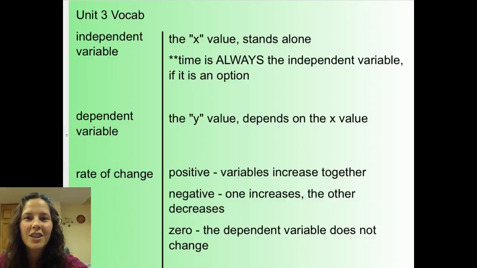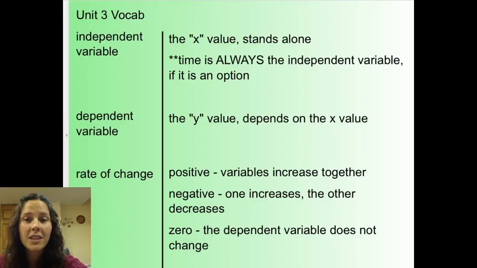Our current learning target is rate of change, and two terms that relate to rate of change are the independent and the dependent variable. The independent variable is the x value, or the input, or the domain, and the dependent variable is the y value, or the output, or the range. The y value depends on what the x value is doing.